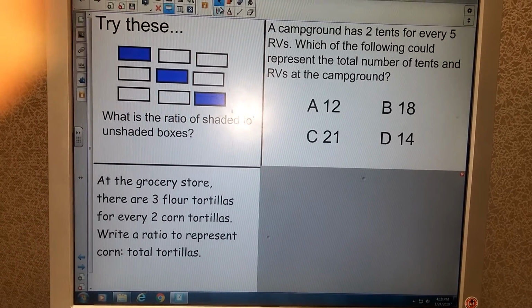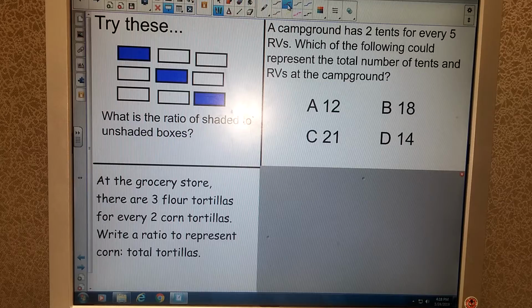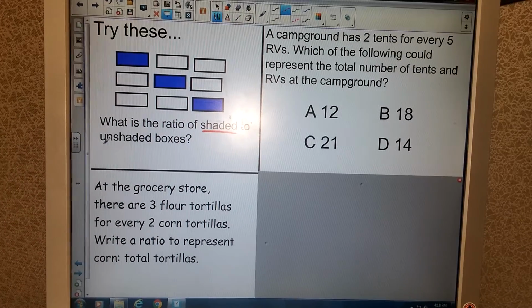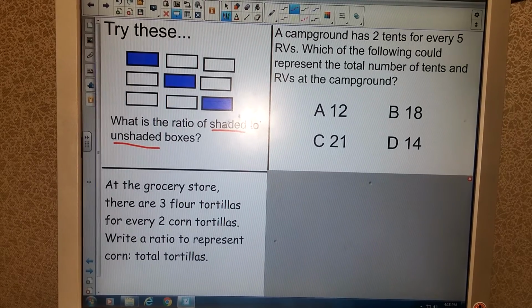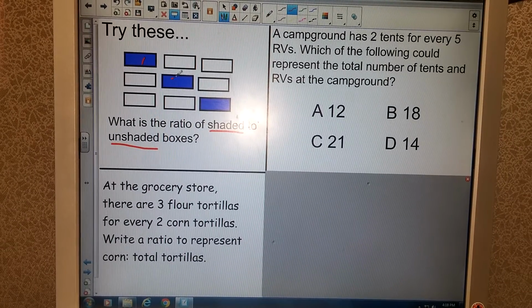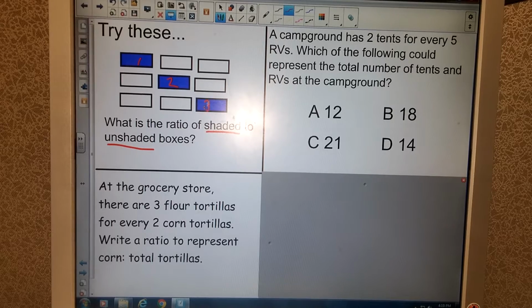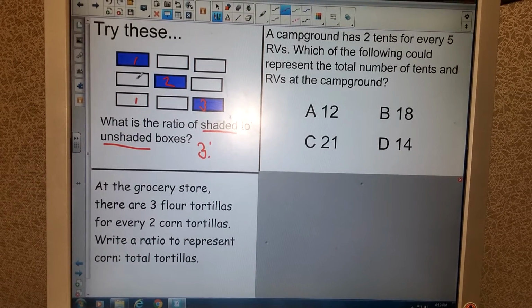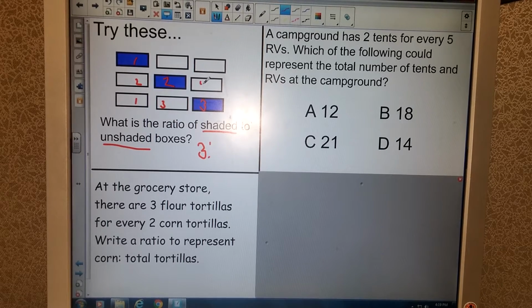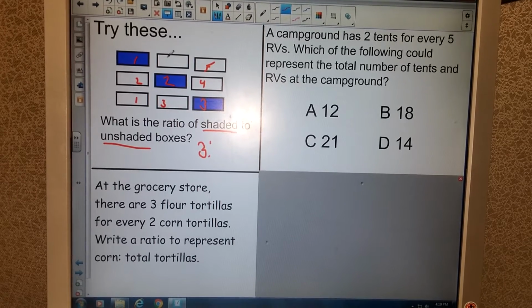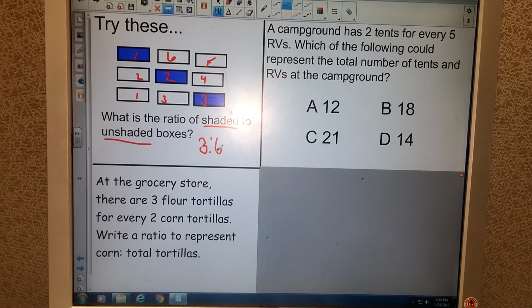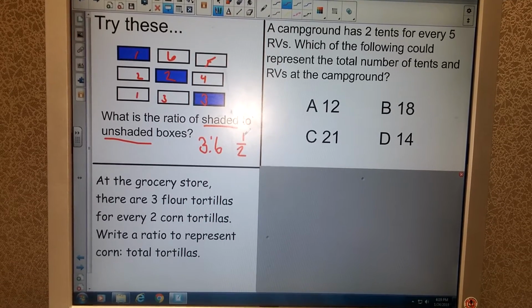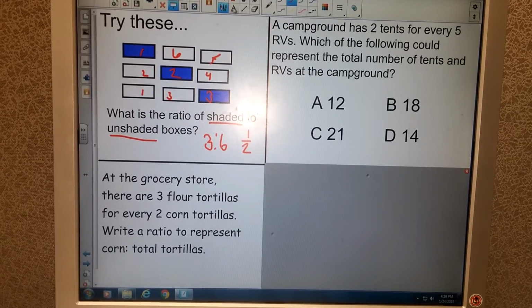Okay, hopefully you've paused the tape and you've tried these 3 problems, and we'll go through them now. The first one, what is the ratio of shaded to unshaded boxes? So the first thing they say is shaded, and all we have to do is count our shaded boxes, and there's 1, 2, 3 of them. So we have 3 shaded boxes to every 1, 2, 3, 4, 5, 6 unshaded boxes. So the ratio is 3 to 6, which simplifies to 1 to 2. 1 shaded box for every 2 unshaded.